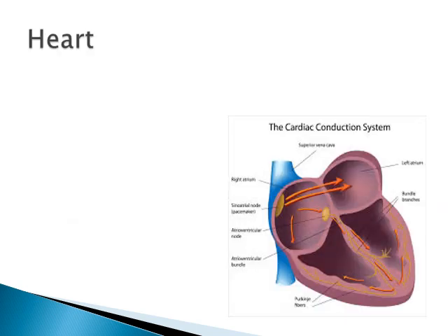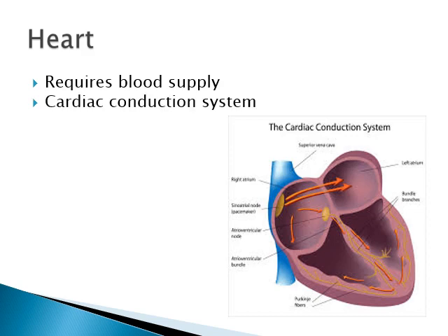So when we look at the heart, the heart itself requires a blood supply, and that blood supply is going to be supplied to the heart via the coronary arteries. And we'll talk about coronary artery disease and what that means as far as the heart is concerned. The heart actually has its own conduction system. So if you look here at the heart, up on top of the right atrium, you have what's called the sinoatrial node. And in between the right atrium and right ventricle, you have the atrioventricular node.